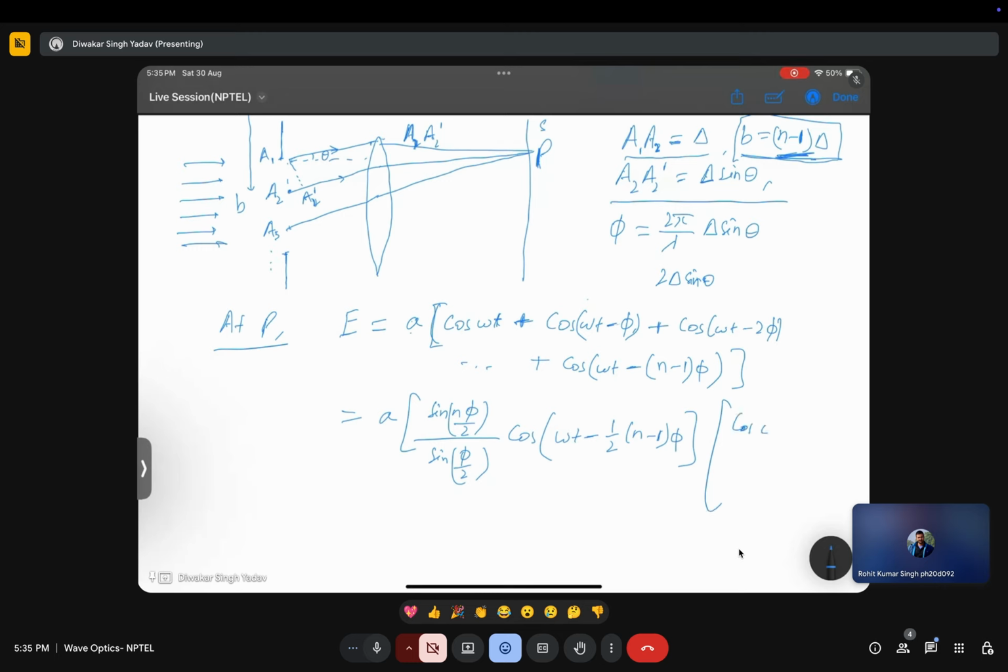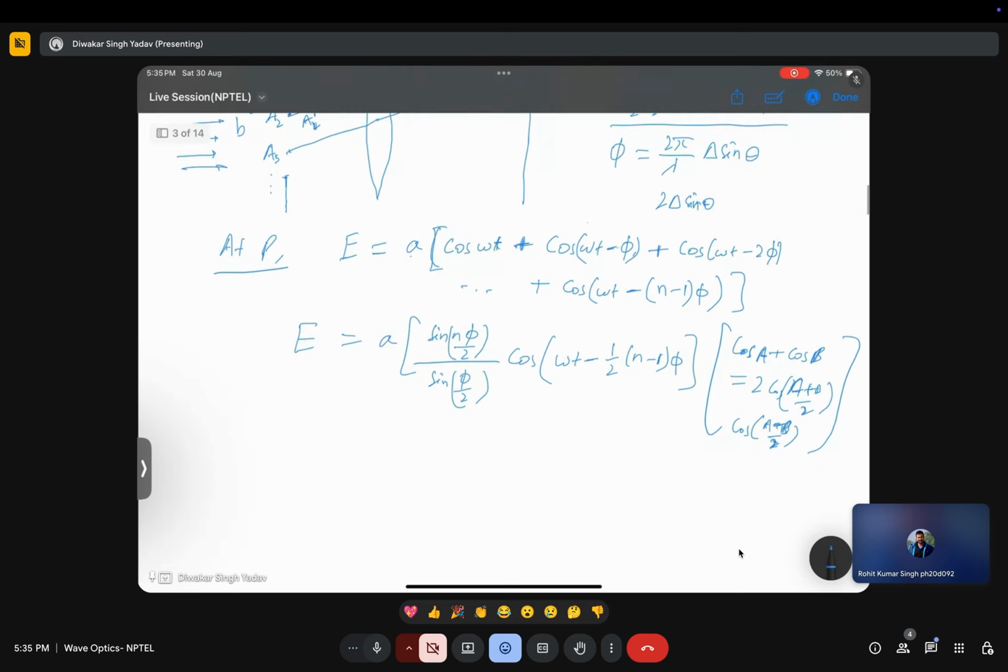Cos A plus cos B is equal to what? 2 cos (A plus B) by 2 times cos (A minus B) by 2. So using this, I think one can derive this. You can check any standard trigonometry book, it should be there. So this is the resultant amplitude of the electric field.